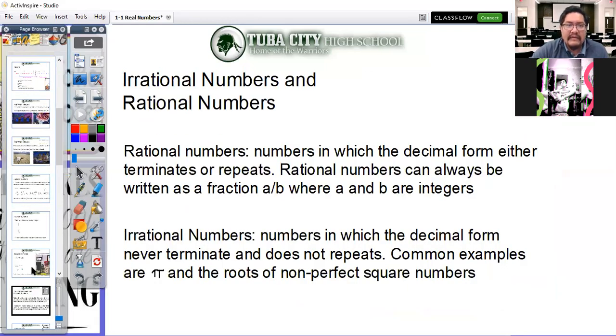So to wrap it up, irrational numbers versus rational numbers. So this is actually where we get into the packet. So if you look at the packet, that's what it says here. So rational numbers can be in decimal form, and they either terminate or repeat. Rational numbers can always be written as a fraction of a over b, where a and b are integers. So basically that just means that it has to be a whole number, whether it's positive or negative.